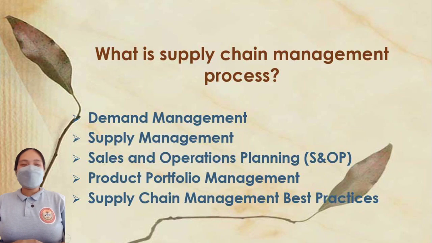Today, I'm going to discuss the supply chain management process. First of all, what is the supply chain management process? Well, the supply chain management process is composed of four main parts, which are first, demand management, supply management, S&OP, and product portfolio management.